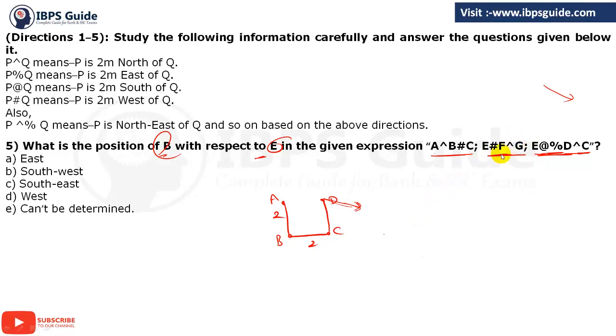So what we have, E hash F. Hash means that E is in the west of F. Okay, and F power G means F is in the north of G. So F is in the north of G. Clear this one? Yes or no? Is this clear or not? Clear. Now we have to find out the position of B with respect to E.